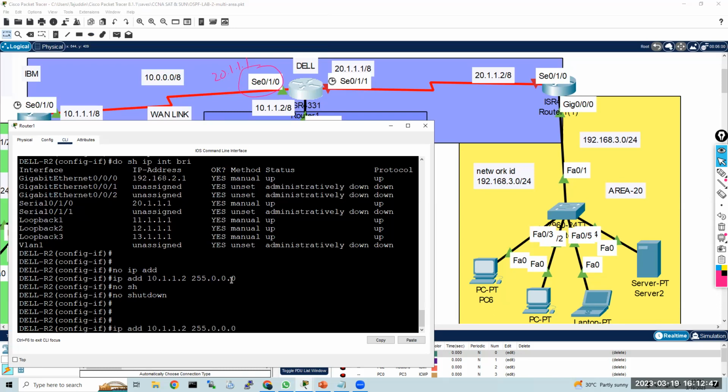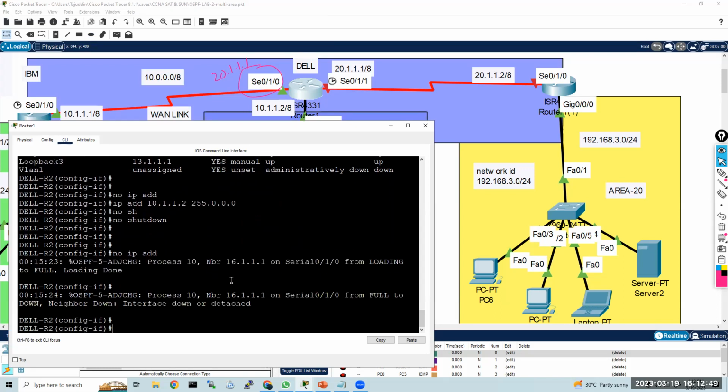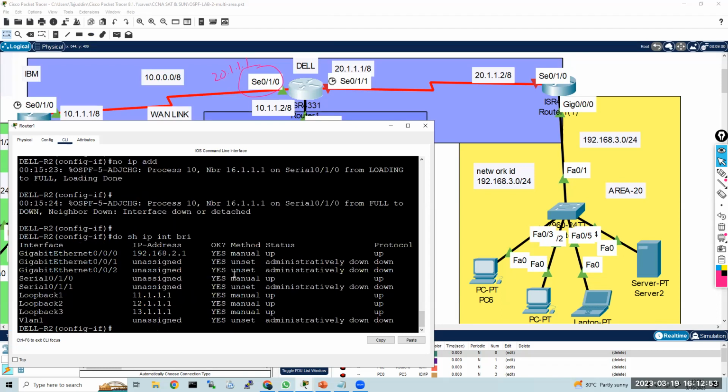By the way, if you don't want to assign an IP address, you can do no. But you don't need to say no when you give a new IP address, it will replace the old one. Yes, just say no IP address. That's it. No need to give the entire IP address.